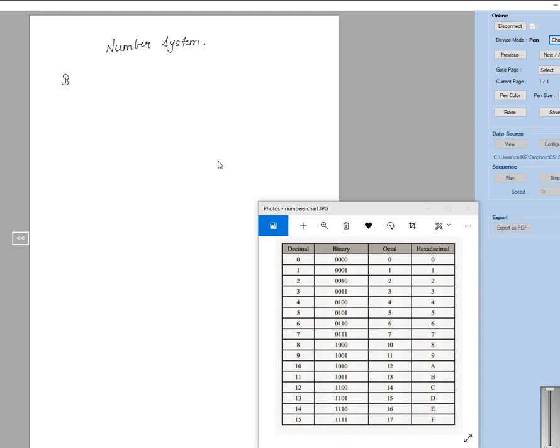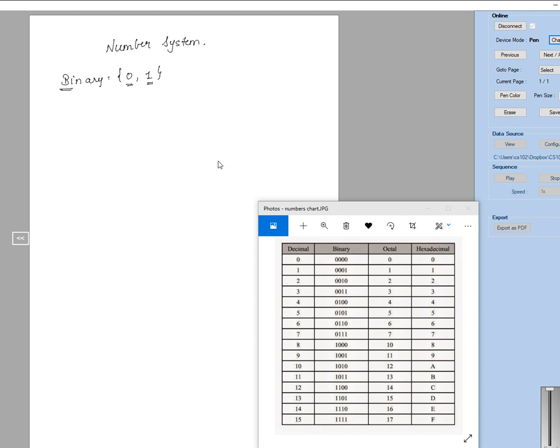Okay, so the first number system here is binary that we deal in computer science. We have 0 and 1. So basically the set of binary has only two numbers, 0 and 1, and hence it is called binary. So bi means 2, right?